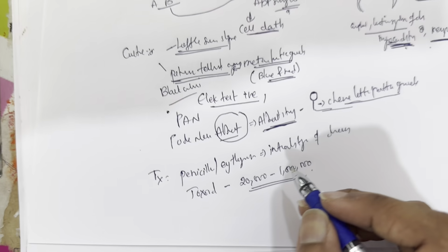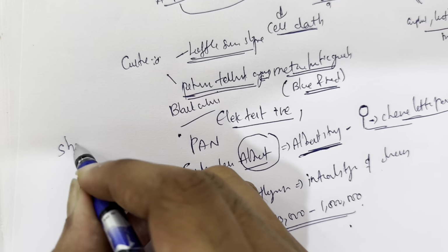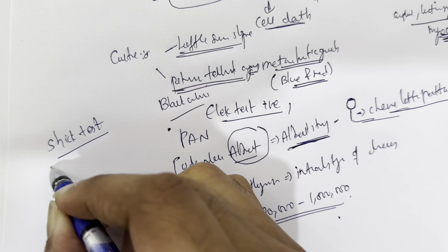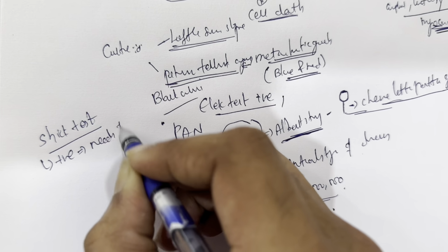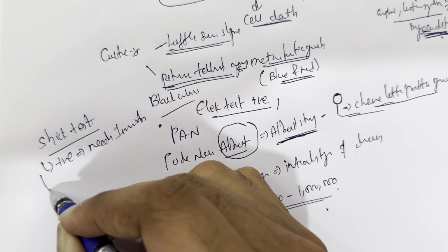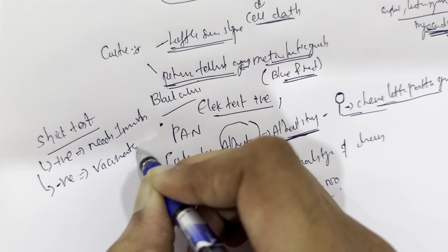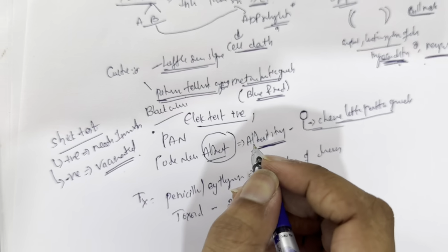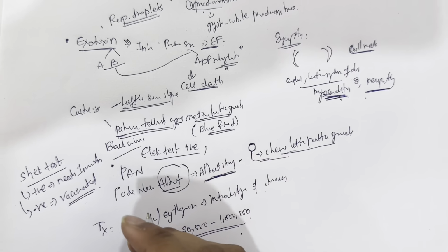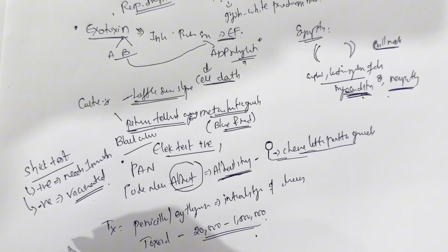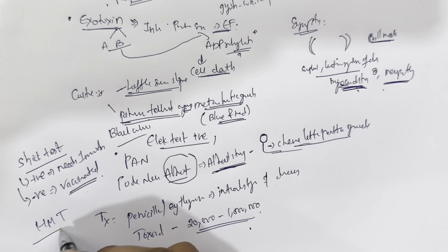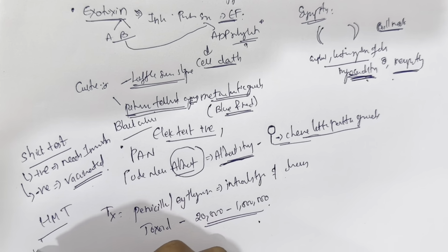Another important thing about diphtheria is the Schick test. If a patient is Schick test positive, that means he needs immunization. He hasn't had immunization with the DTP vaccine. If the Schick test is negative, then he is already vaccinated, or the patient is immunized against diphtheria. For the diagnosis of diphtheria, we also have a media which is HMT media, which you should know, which is Hoyle's, Mcleod's and Tinsdale media.